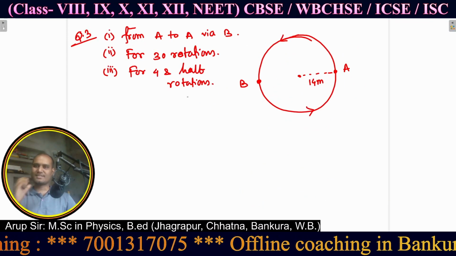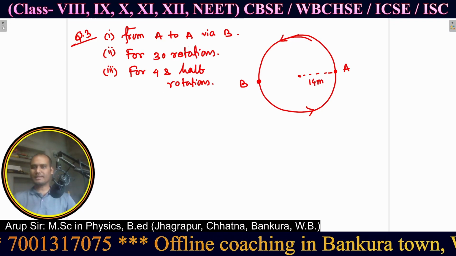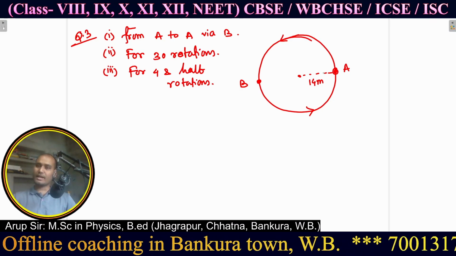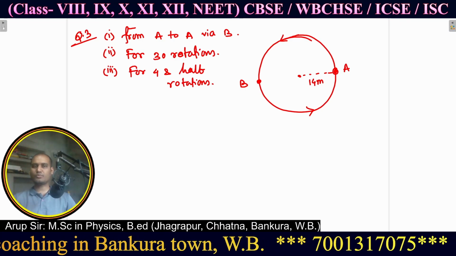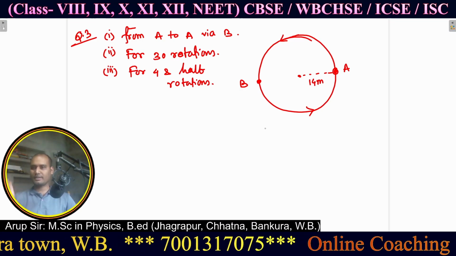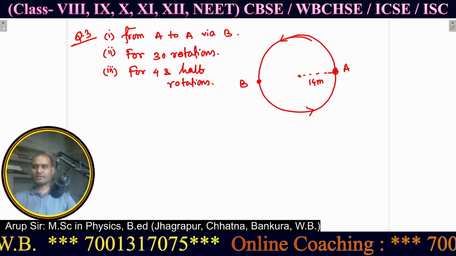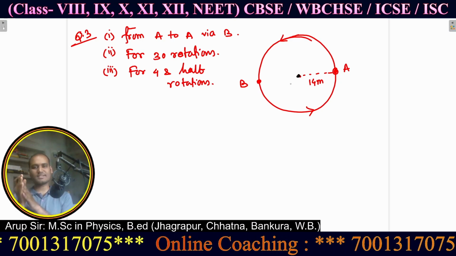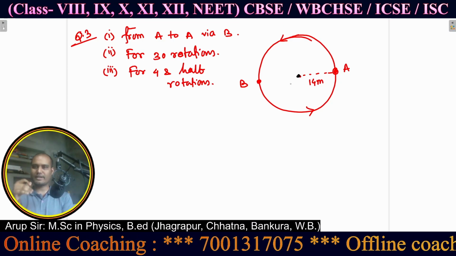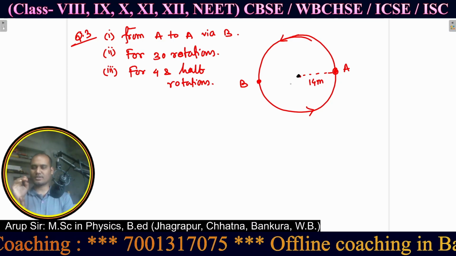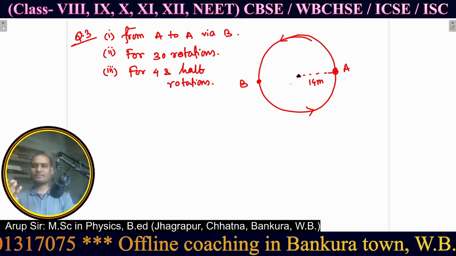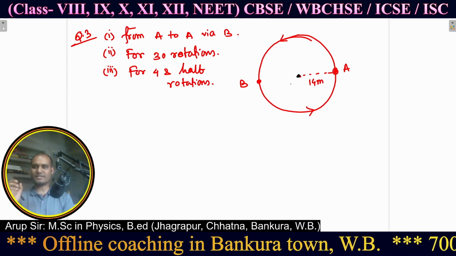Okay, so here this is the question. First question is from A to A via B, means starting point is A, end point is A, and via B it is coming, means only one complete rotation or one complete path it is traveling. From A to A it is coming via B. Okay, so the basic fact is distance and displacement is the main fact, and we have to divide by total time. Dividing by total time we will get velocity and speed easily. So before that we just need the value of distance and displacement at first.